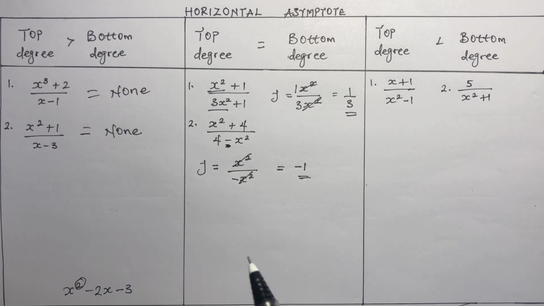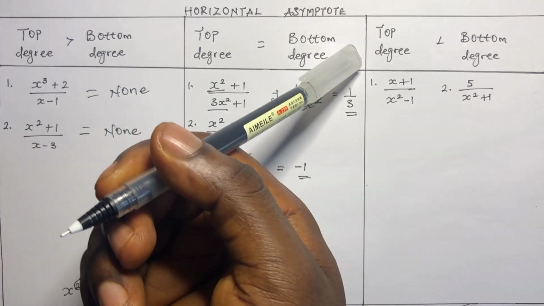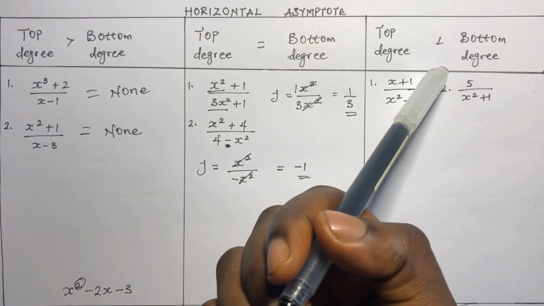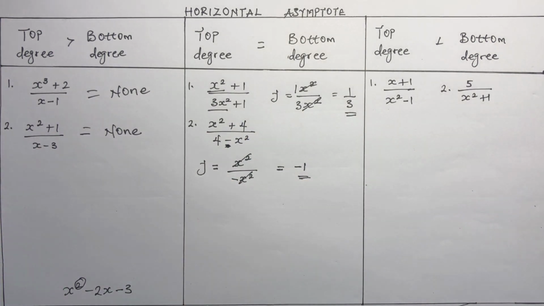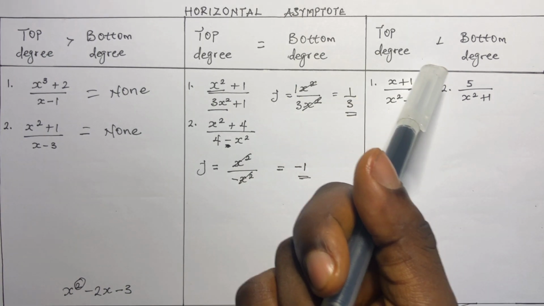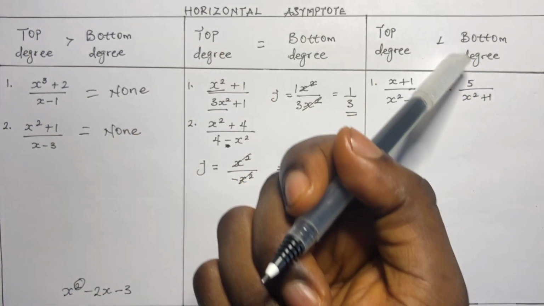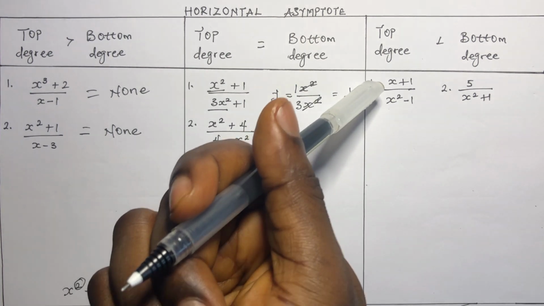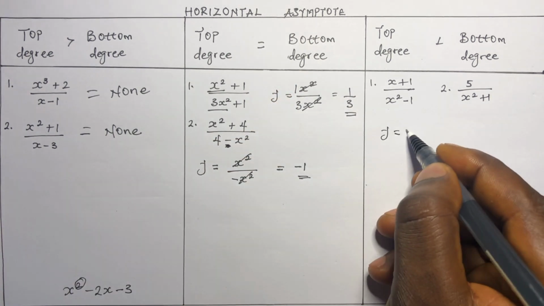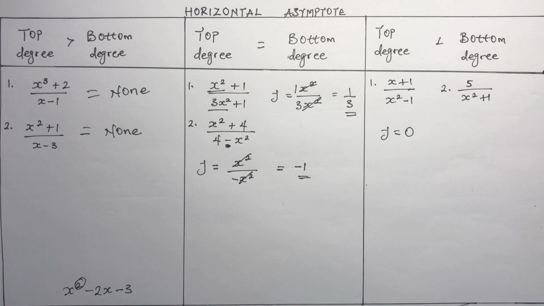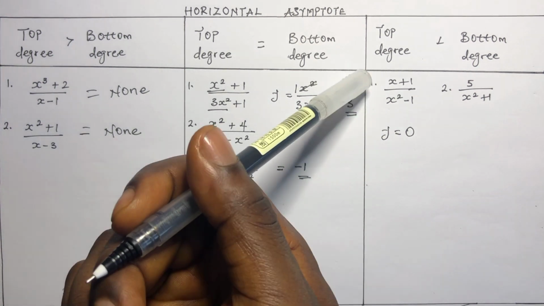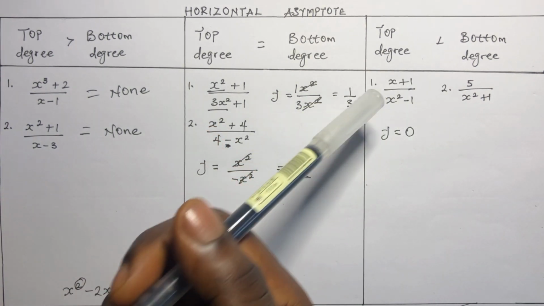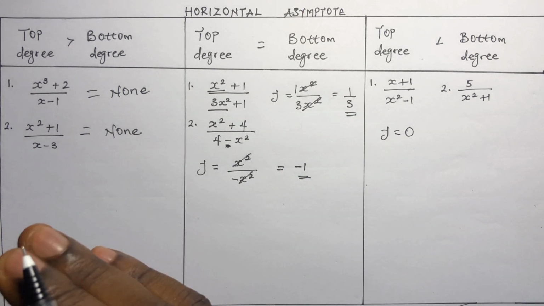Now, for the last condition on our list, we have when the top degree is less than the bottom degree. Whenever you have the top degree less than the bottom degree, your horizontal asymptote will be 0. No matter what the function is, as long as the top degree is less than the bottom degree, your horizontal asymptote is 0.